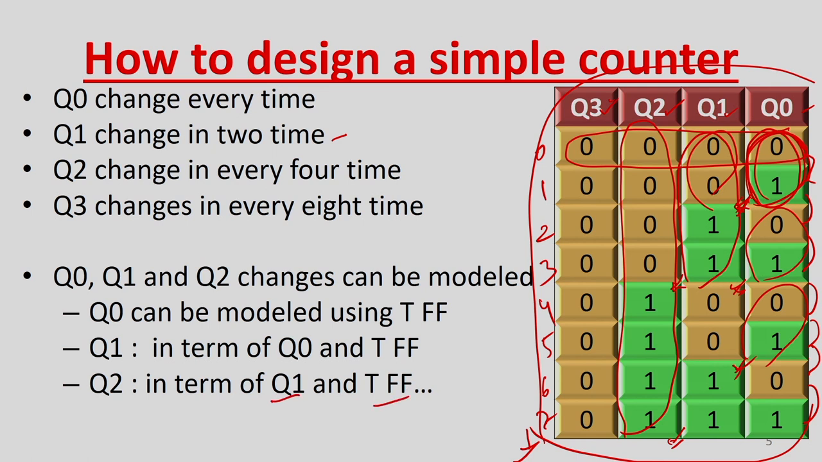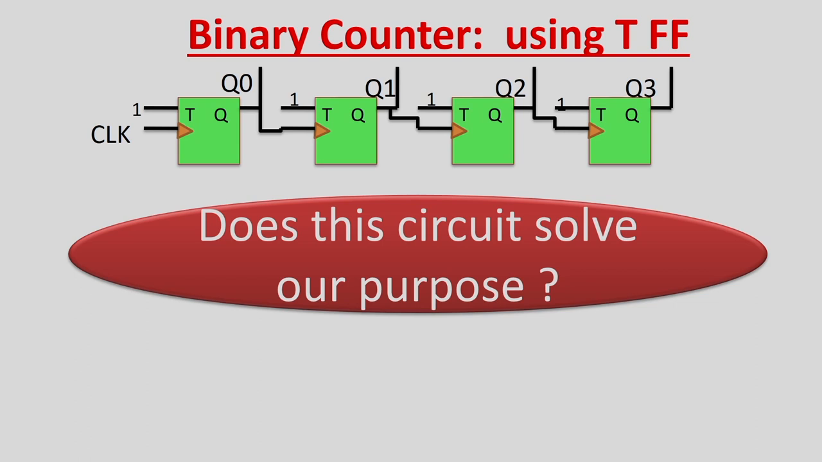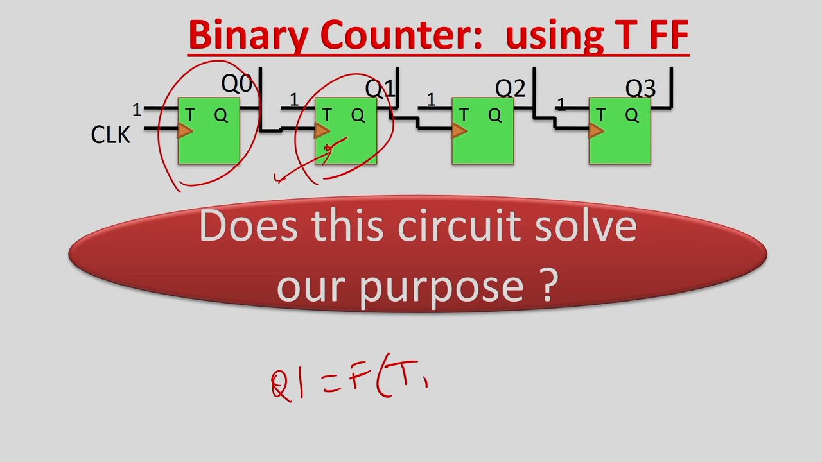So, let us see how we can design. I am showing one circuit here. The initial thing is what we said earlier: Q0 can be modeled with a T flip flop, and Q1 can be modeled with a T flip flop along with Q0. So, in this case we are adding two things. Q1 is a function of one T flip flop and the earlier state, Q0.